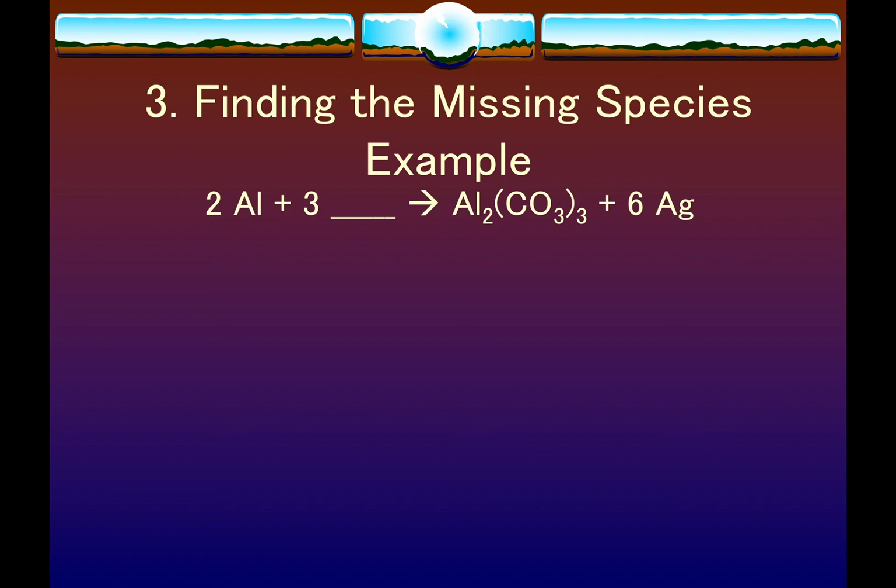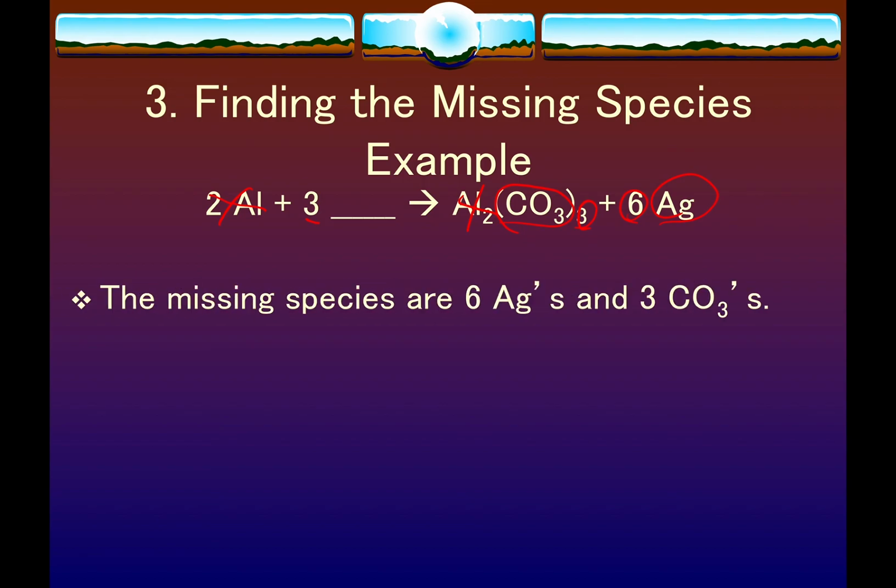So we can see that we're missing a couple things. We have 2 aluminums, which match here. We'll account for that 3, but we're missing silver and carbonate. You can see we have a 3 here, but we have a 6 there. So we're missing 6 silvers and 3 carbonates.